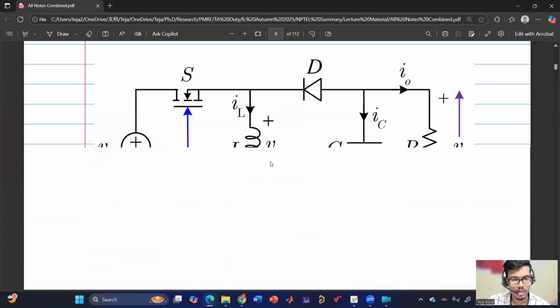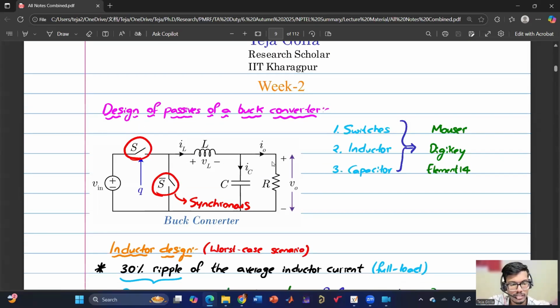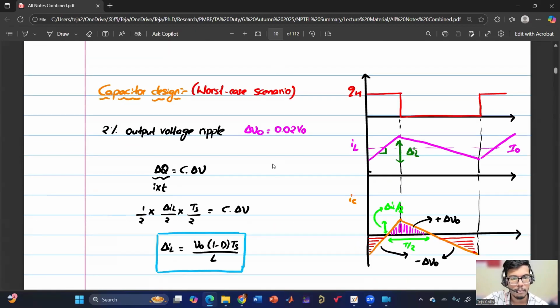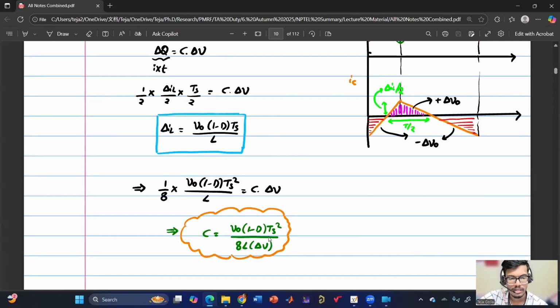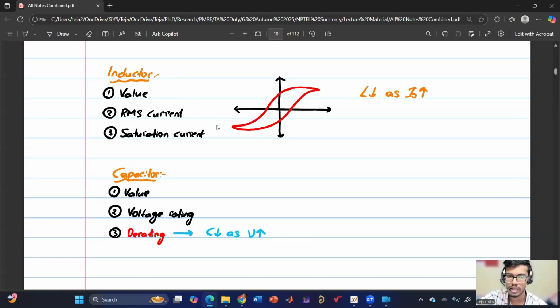Week two was more about designing the inductor as well as the capacitor. We have seen that for the inductor, 30% ripple is the thumb rule, and people consider 30% of the average inductor current and design the inductor. Similarly, for the capacitor, they consider 2% to 5% output voltage ripple, and based on that, whatever value we get, we choose that value. In this lecture, I have also mentioned how to select the components.